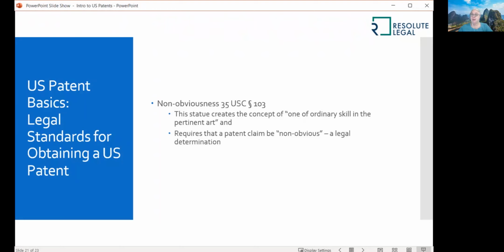The patent examiner will create a combination of prior art references and assert that the invention's difference is obvious from looking at that combination. And the patent applicant then has to come back and argue why it would not have been obvious. So this is where the majority of patent prosecution occurs, is in this debate about these differences between what has been done before and what is currently being claimed.